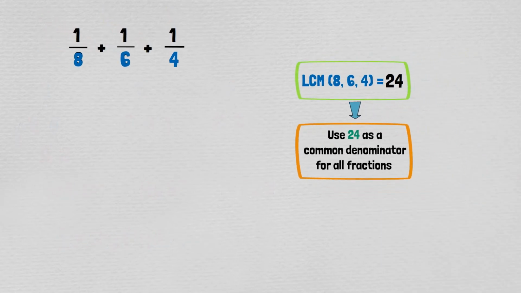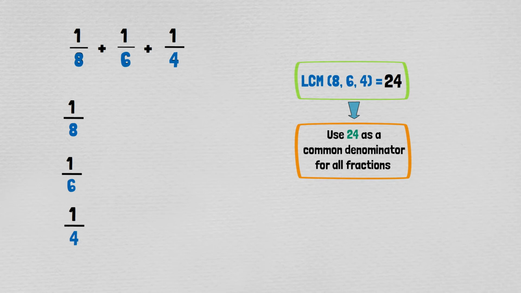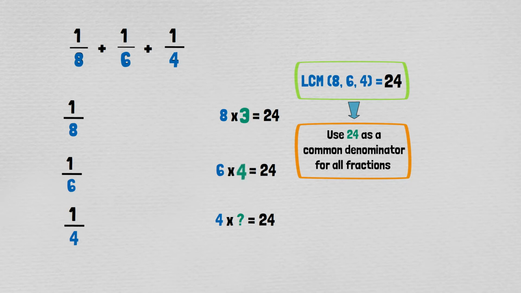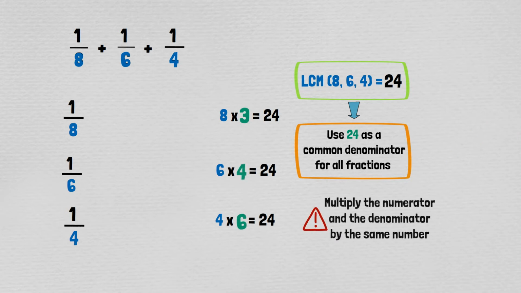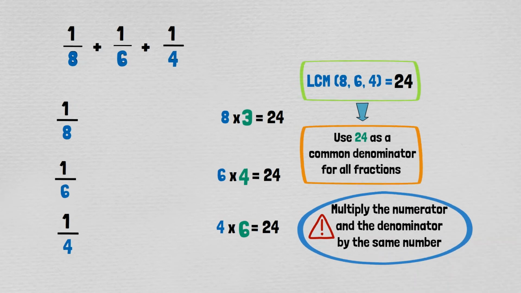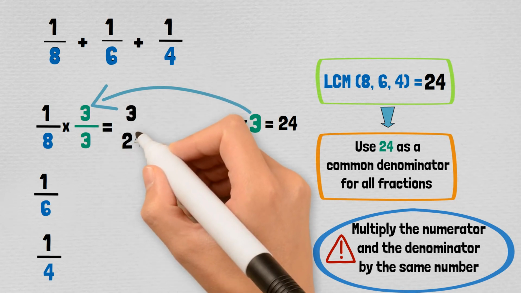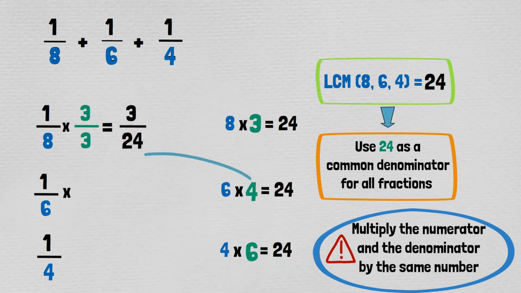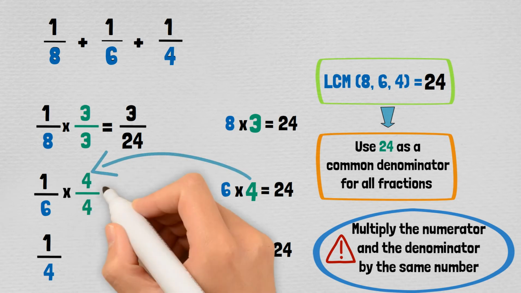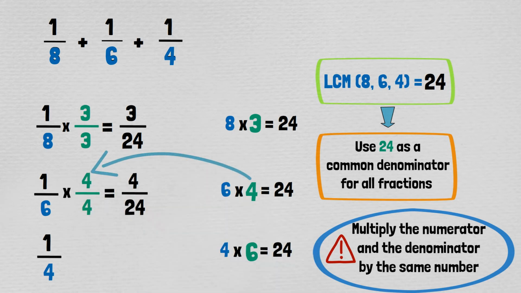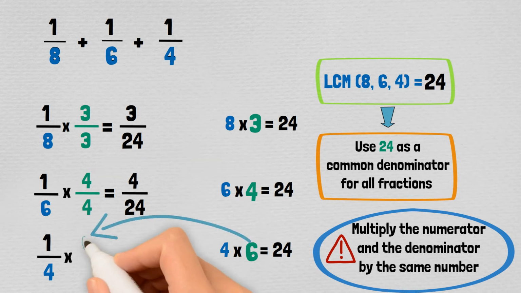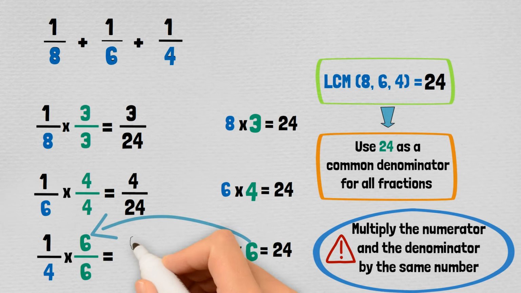So, let's proceed. Because we need each fraction to have 24 as a common denominator, we multiply its original denominator by the proper factor. However, in order to keep the fraction value unchanged, we perform the same multiplication to its numerator. 1/8 times 3/3 equals 3/24. 1/6 times 4/4 equals 4/24. 1/4 times 6/6 equals 6/24.